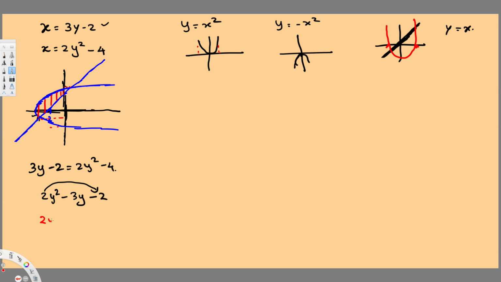So we can expand this one as 2y square minus 4y plus y minus 2. And if I take 2y common, this is going to be y minus 2 right here. And here if I take plus 1 common, this is going to be y minus 2. So in this case we have 2y plus 1 and then y minus 2. So from this one we know that y is equal to minus half, y is equal to 2. So these are the 2 points where these two curves touch each other.